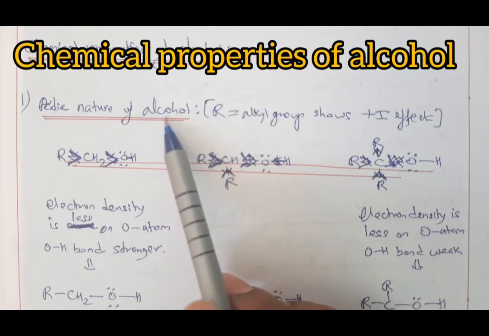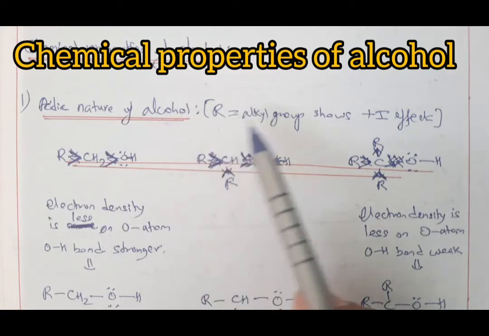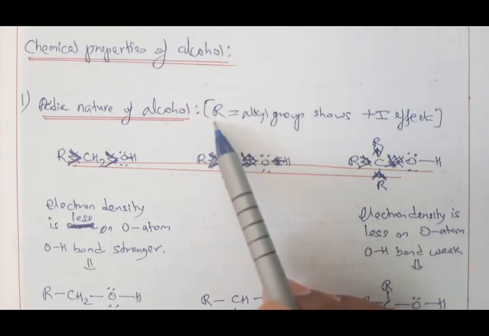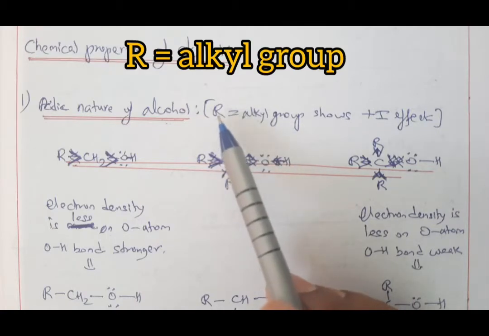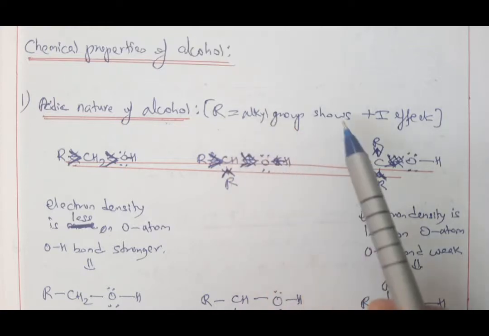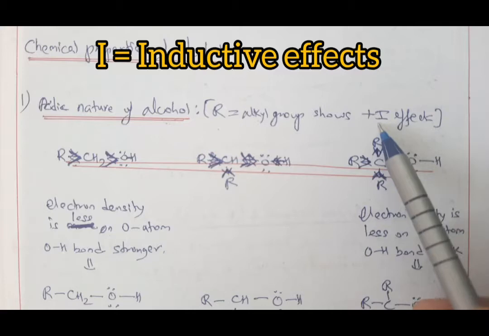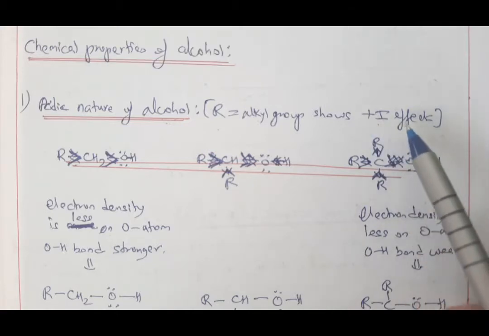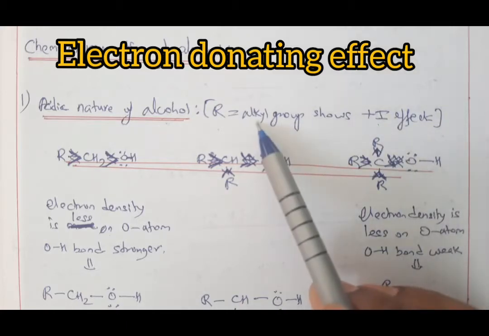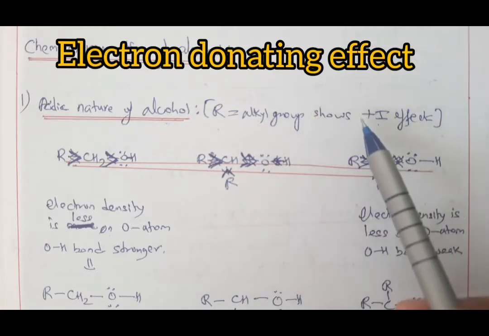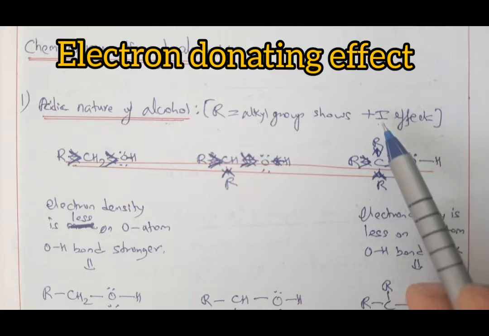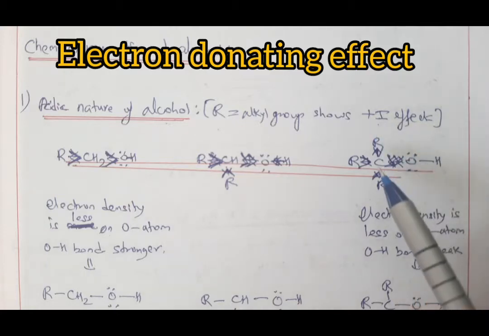Okay, and you know that in alcohol there is R group, that is called alkyl group. In alcohol there is R group because the general symbol is ROH. So that R is referred as alkyl group, which shows plus I effect. The meaning of I is inductive effect. I means inductive effect, and plus I effect means to give electrons. So the alkyl group present inside alcohol, they donate electrons towards oxygen of alcohol group. So they show plus I effect, we say.